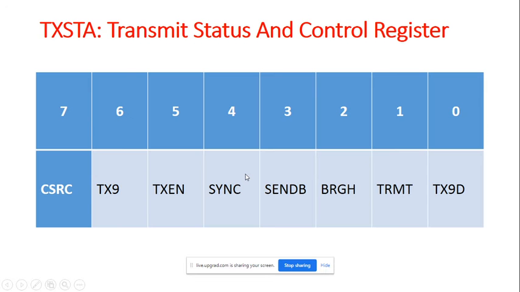Now we will see that register, the transmit status and control register, which has status bits as well as controlling bits. Okay, now this is an 8-bit register, that is bit number 0 to bit number 7. Now, the meaning of each bit we will discuss here.